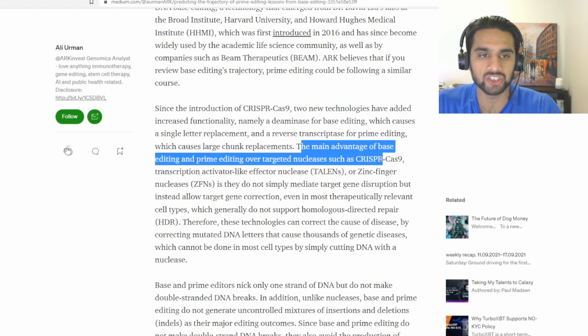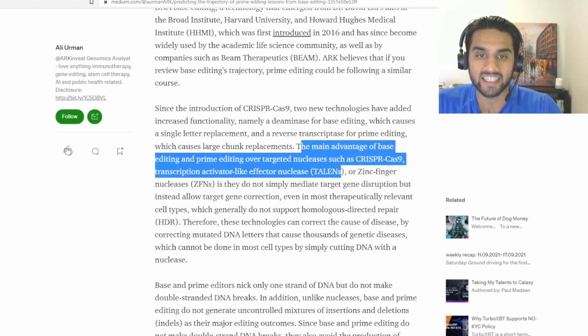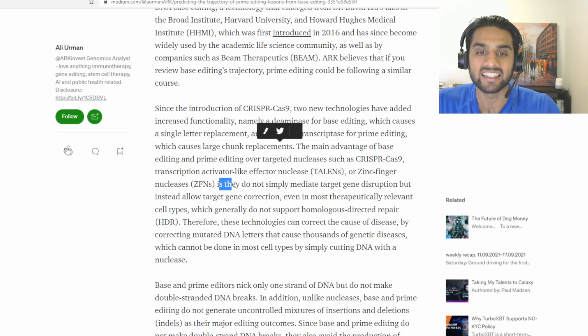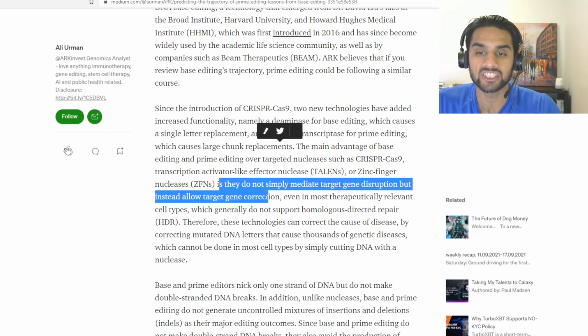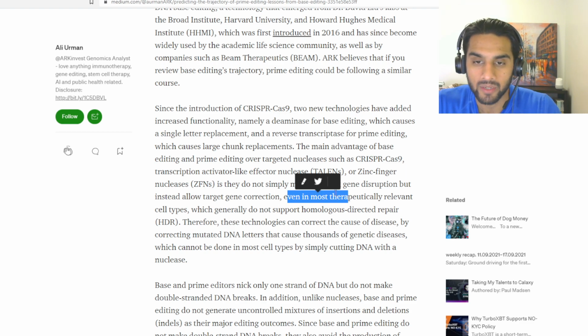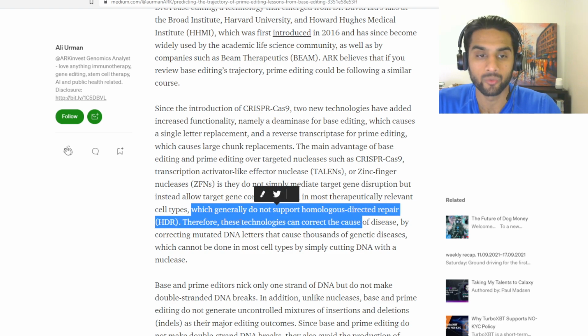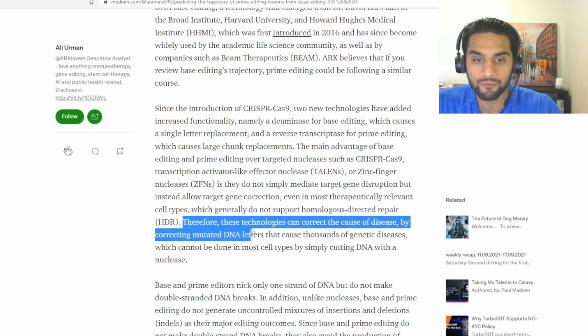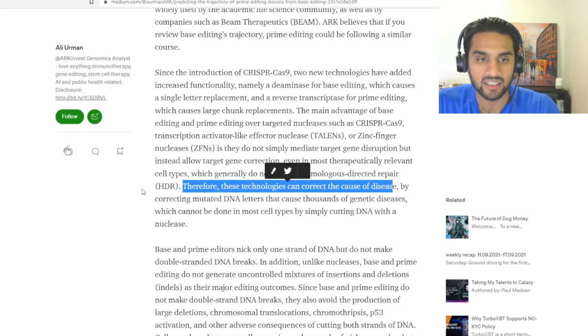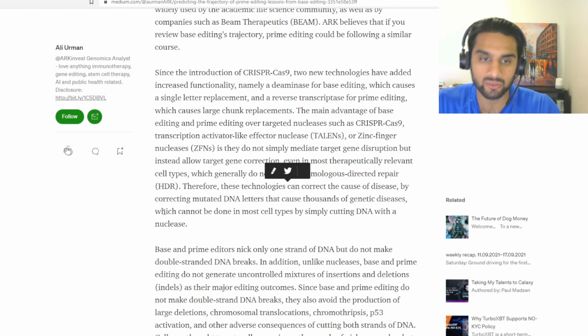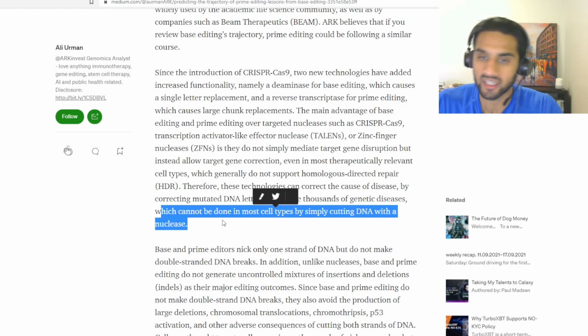But really, the main advantage of base editing and prime editing over targeted nucleases such as CRISPR-Cas9, transcription activator-like effector nucleases or zinc finger nucleases is that they do not simply mediate targeted gene disruption, but instead allow gene correction, even in most therapeutically relevant cell types, which do not support homology-directed repair, HDR. Therefore, these technologies can correct the cause of disease by correcting mutated DNA letters that cause thousands of genetic diseases, which cannot be done in these cell types by simply cutting DNA with a nuclease.